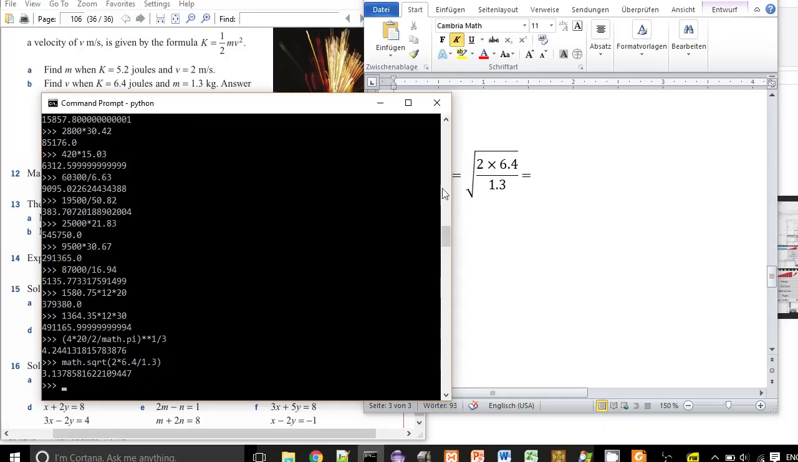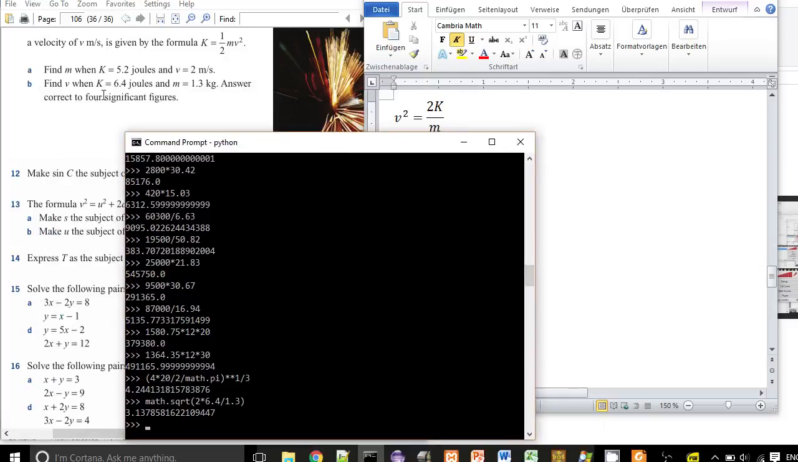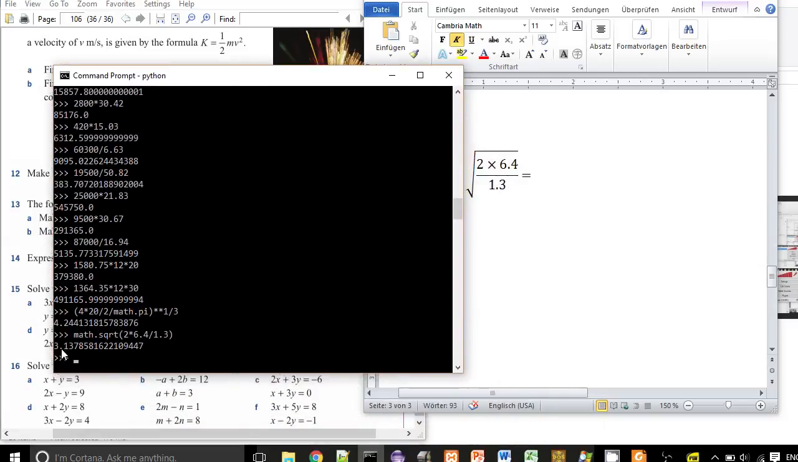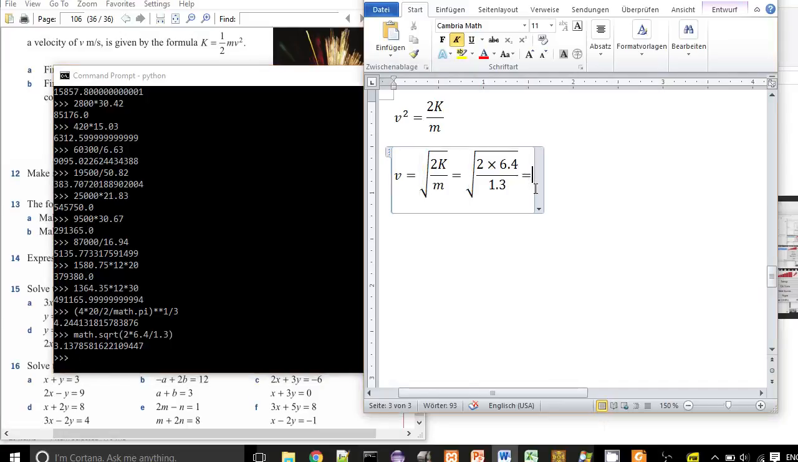Cool. 3 point. Now it says 4 significant figures. So that means starting from this 3, the first 4 digits: 1, 2, 3, 4. The 7 here, but the next digit is an 8. So round this up. So instead of 3.137, it's 3.138. Okay, 3.138, and that's a velocity, so meters per second.